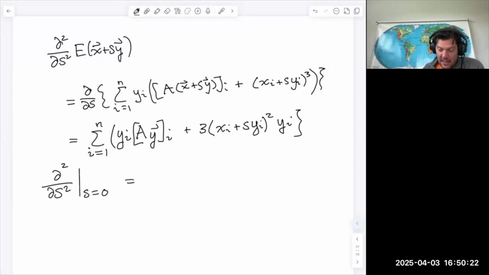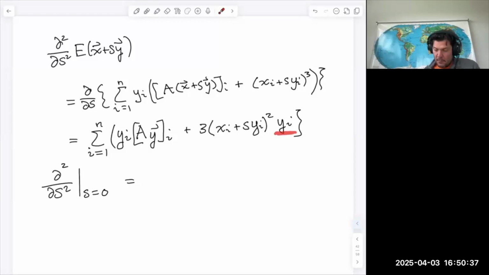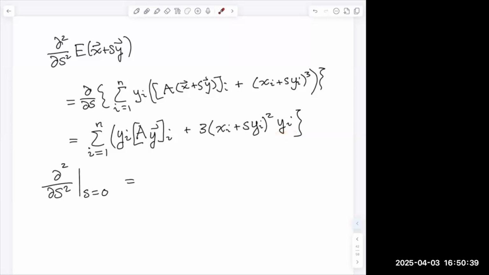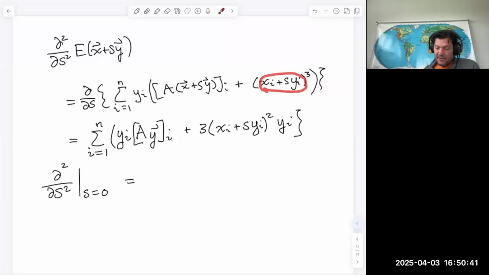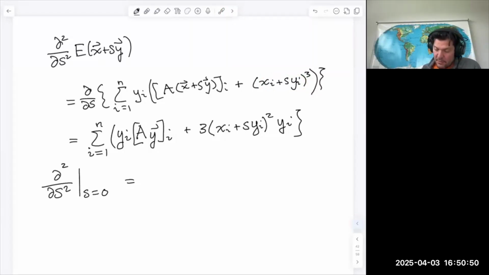And now when we set s equal to 0 there, there are no s terms left, right? Also, I think with the chain rule, it would be yi squared on the second term. Yes, because you take the derivative of what's inside, and you dropped the yi from the front. Oh, right. So yi squared, correct.